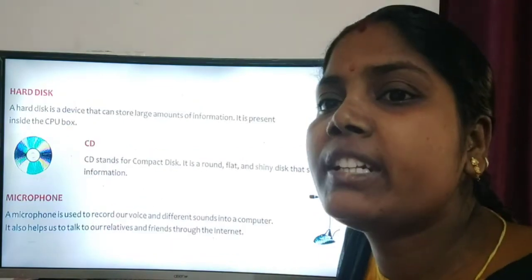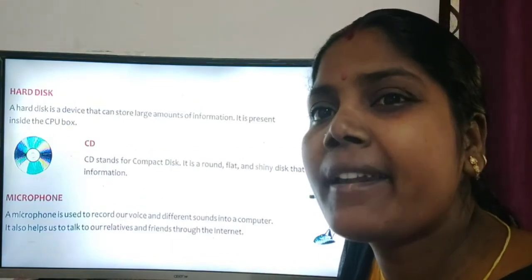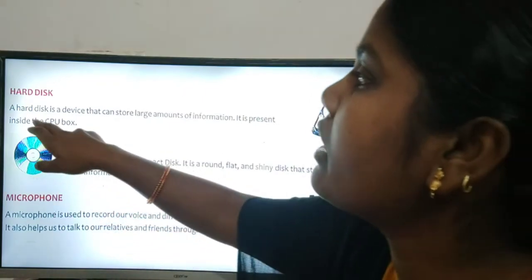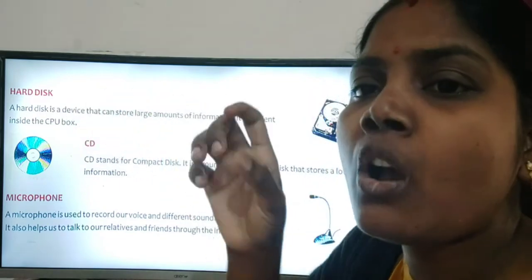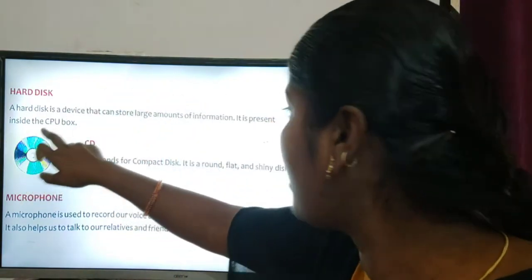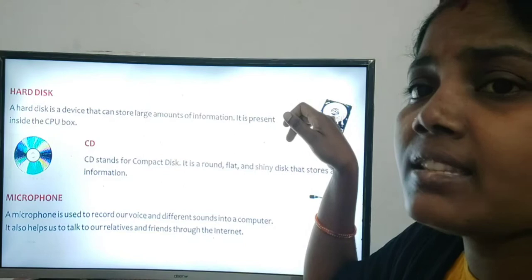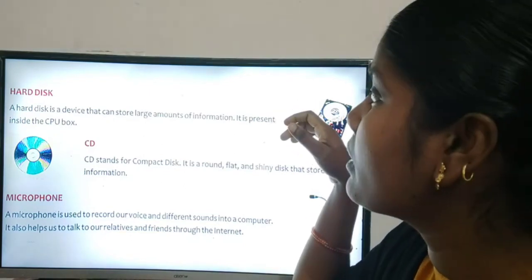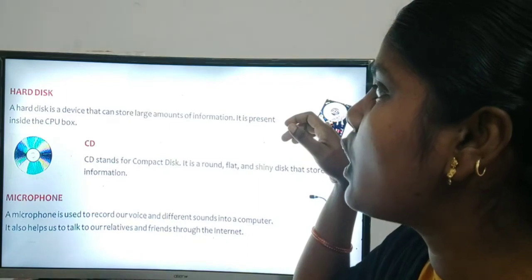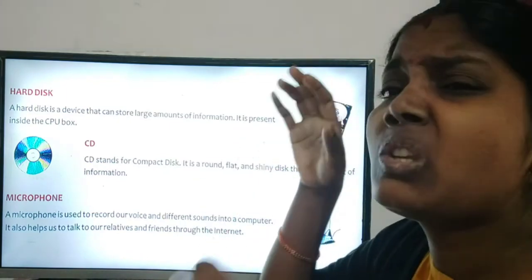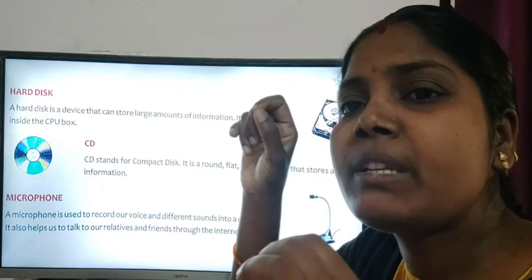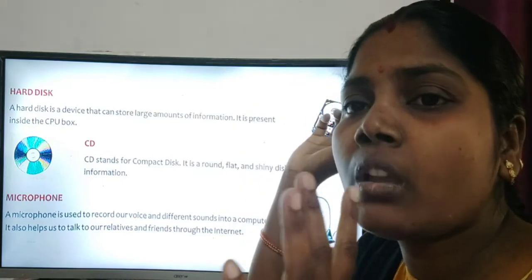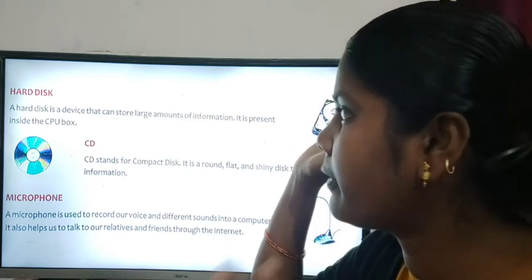And hard disk. Now we are in hard disk. So hard disk we know very well. A hard disk is a device. This is the hard disk. It is in our computer, so that it can store large amounts of information. There is no limit to store information in a hard disk.